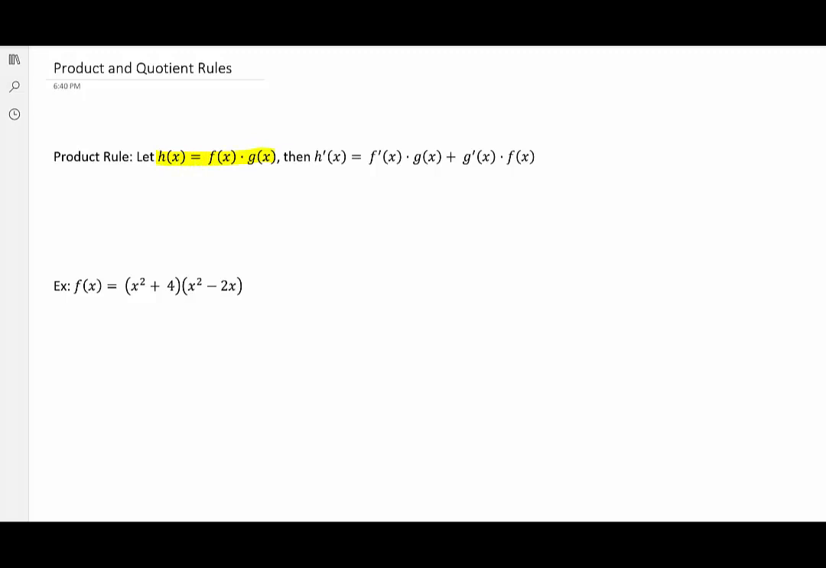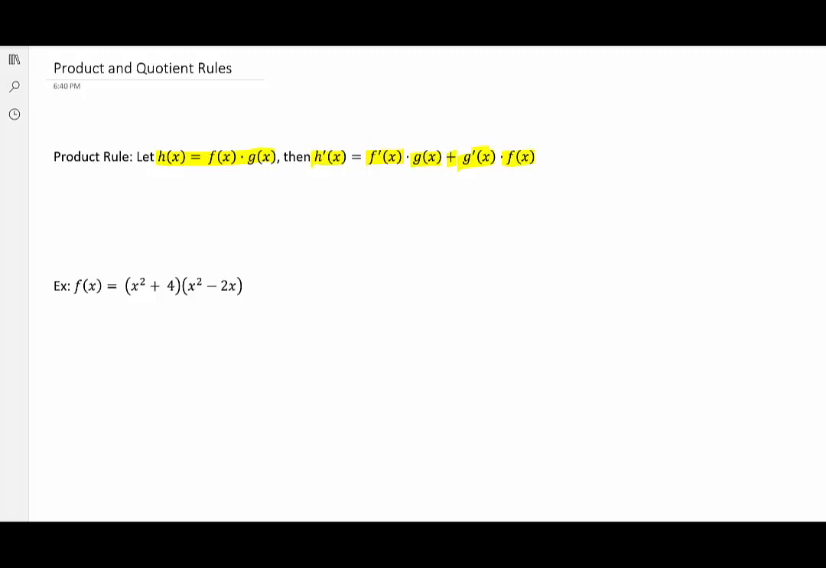Then the derivative of that function will be, you take the derivative of the first part of your function, multiply it by that second function, left alone, plus, now you take the derivative of that second function and multiply it by the first function, left alone.